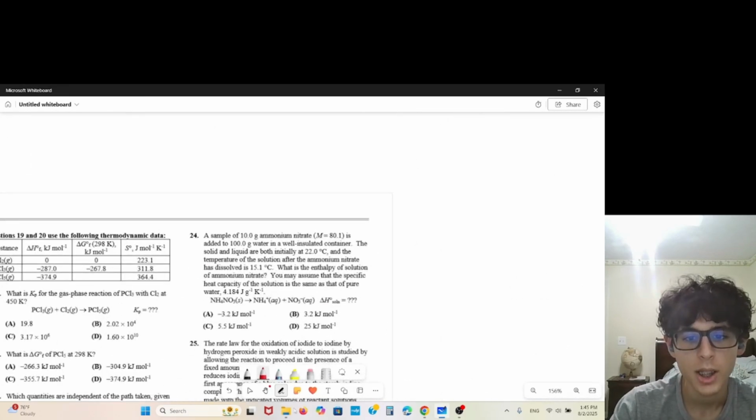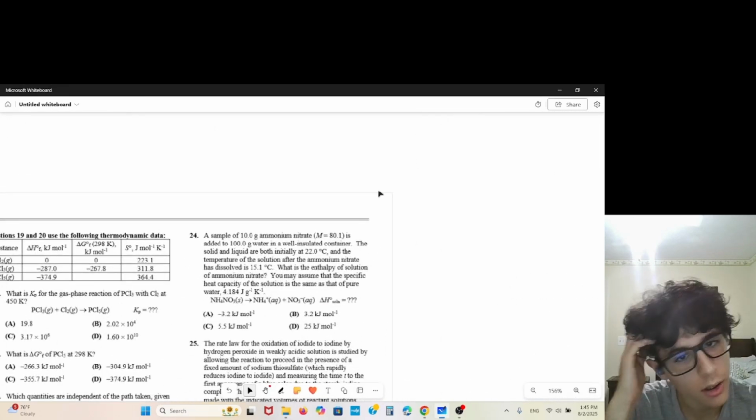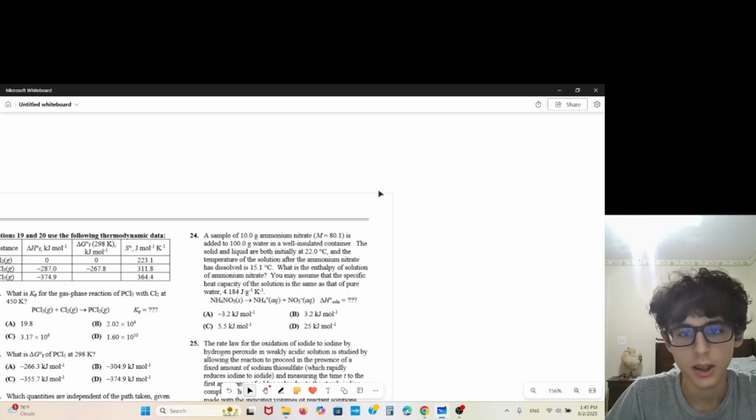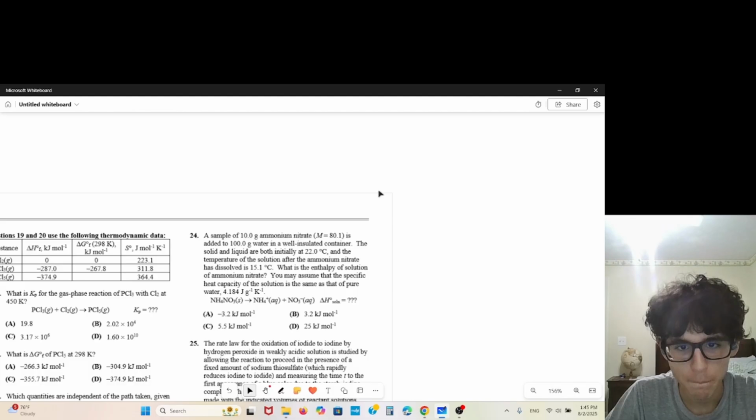Let's see. All right. This one is a quick one, right? Sample, you got 110 grams total. You gotta be careful here. There's no Q in and Q out. It's more like Q total for one system. The system is the ammonium nitrate and water solution. So it's 15.1 minus 22 times 4.184 times 110 grams total, right?